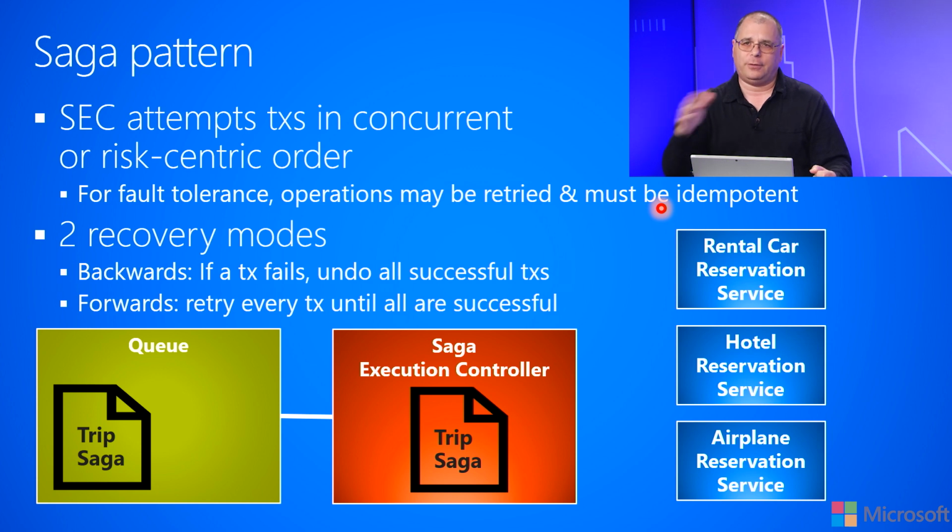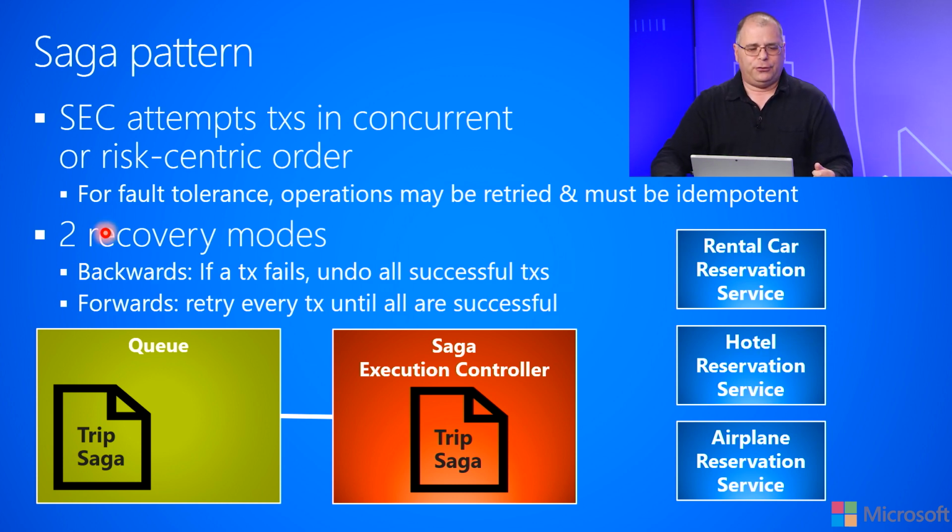And with the Saga pattern, it's the same thing as we've been talking about before. The execution controller will retry operations against these other services in case they happen to be down or not responding or a timeout occurs. And if it retries the operation multiple times, we don't want to rent multiple cars. We don't want to rent or reserve multiple hotel rooms, and we absolutely don't want to reserve multiple airline tickets. So these servers have to be implemented internally to be idempotent against this.